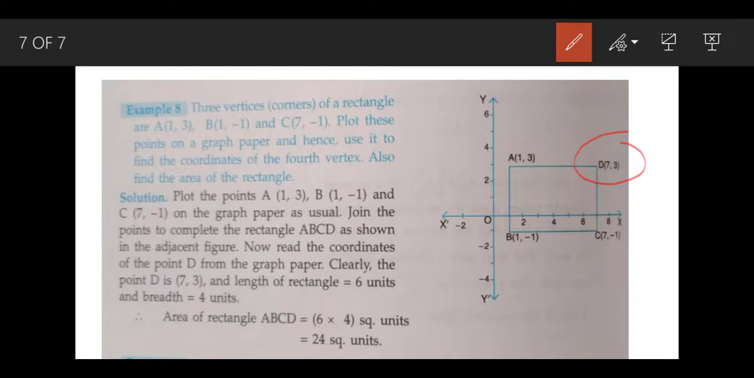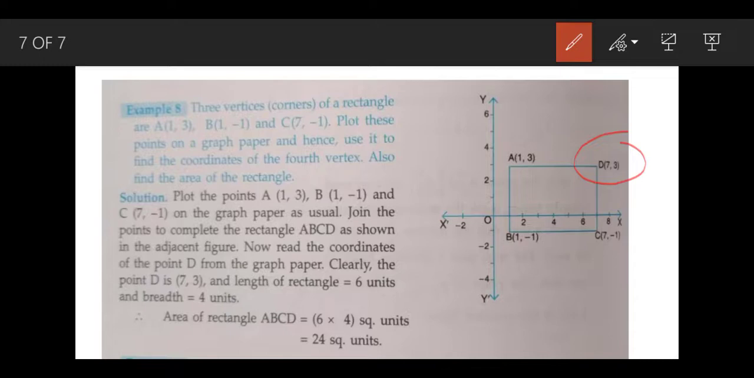Our rectangle is complete. Now we have the quadrant also. Once again I am reminding, we have to write the coordinate in small brackets with the first value of x, then of y. First is the abscissa, then the ordinate. Now how can we find the area? We can find the area by counting the squares.